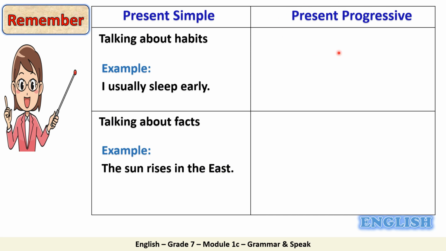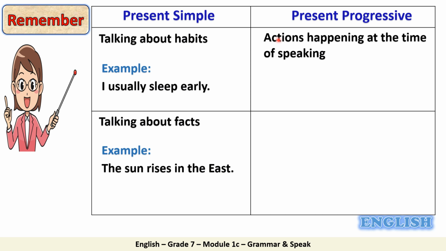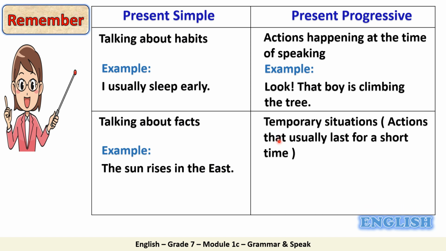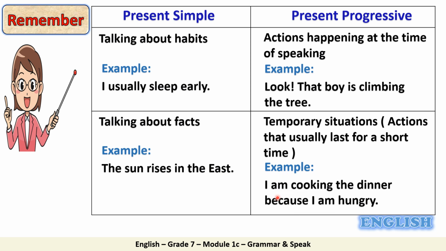Now we move to the present progressive. The present progressive is used when talking about actions happening at the time of speaking. Example, look, that boy is climbing the tree. It is also used when talking about temporary situations. Temporary situations are actions that usually last for a short time. Example, I am cooking the dinner because I'm hungry.